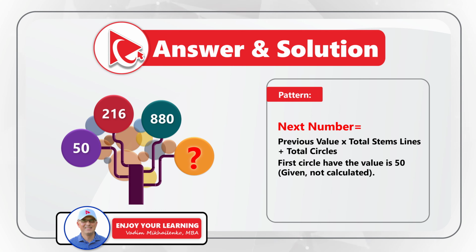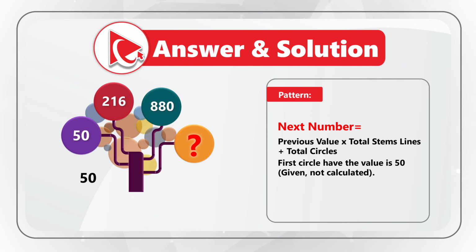The second number, though, is calculated as previous number 50 multiplied by 4 plus 16, and the result of this is 216. Third number is calculated as 216 multiplied by 4 plus 16 and equals 880.